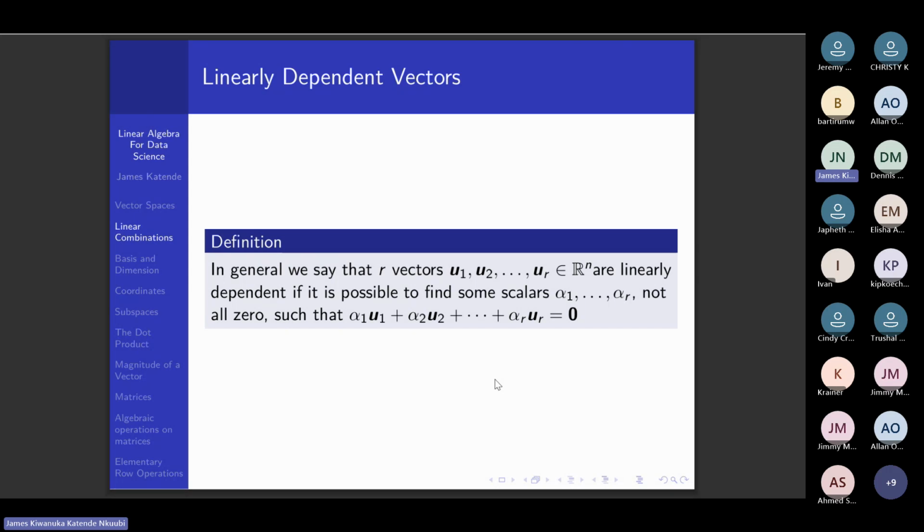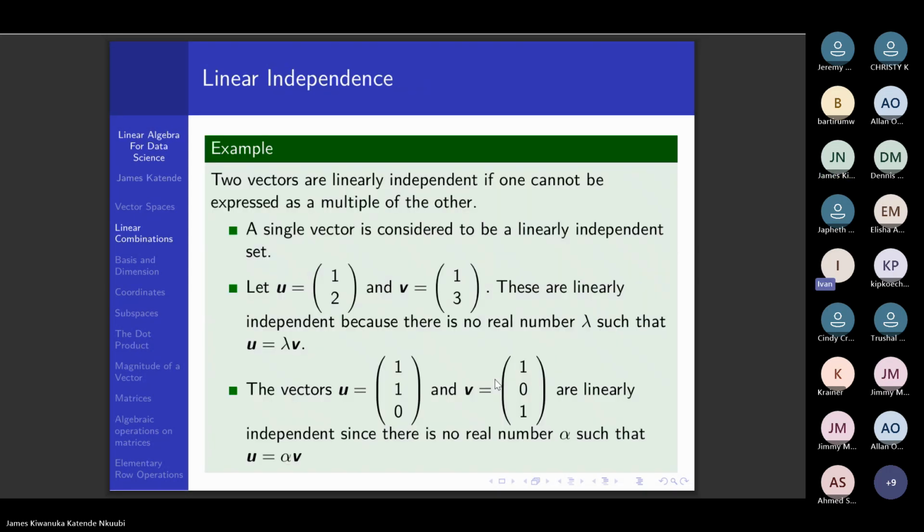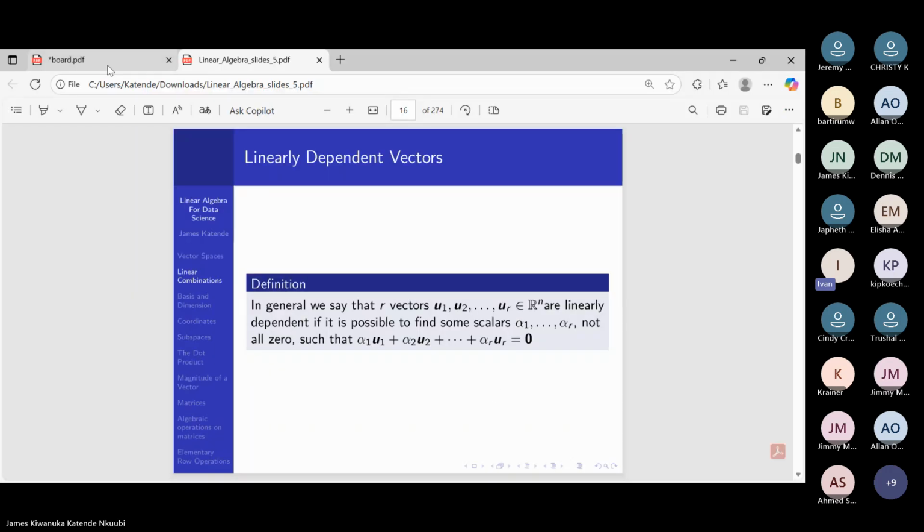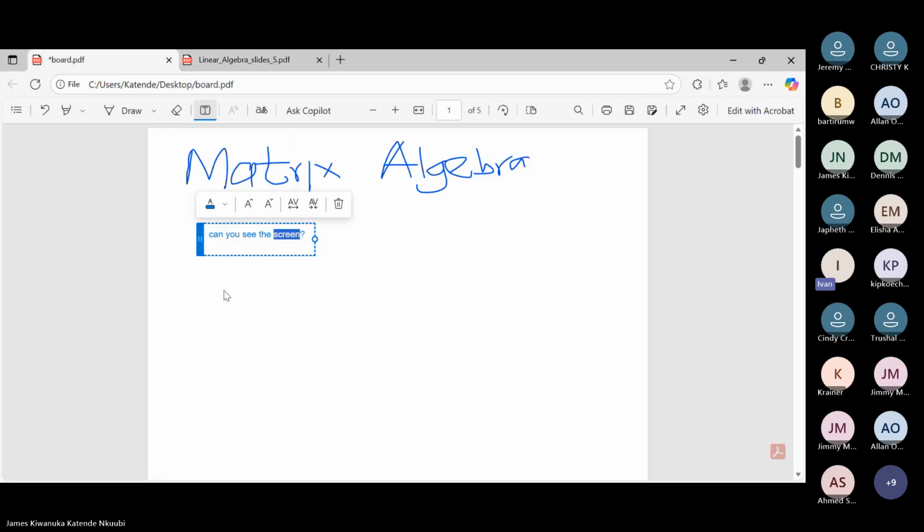Okay, are there no questions on this one? I have a question. Proceed. From what you have showed us, for example, if we said vector u is 4, 6 and vector v is 2, 3, since we can express u in terms of v, we have said that those 2 vectors are linearly dependent. Just a minute. Let's start again.